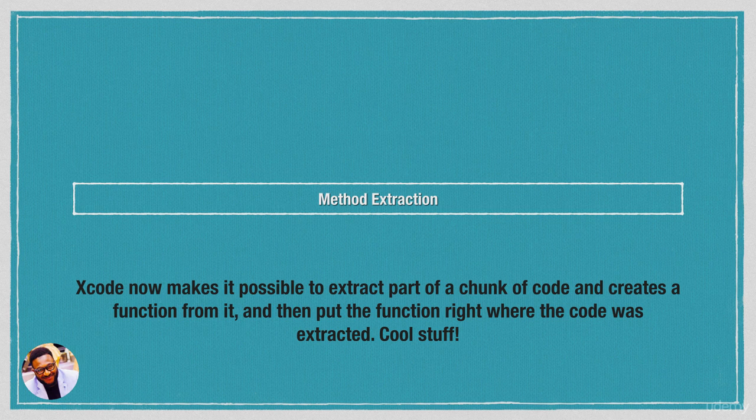The next one is method extraction. Xcode now makes it possible to extract part of a chunk of code and create a function from it, and then it will put the function right where the code was extracted. So if you have a large chunk of code and you think, oh, this code is too long, I want to take this part and create a function from it, as soon as you do the method extraction, that chunk of code will be taken out as a function, and the function will be put right in place. I will demonstrate that in a short while.